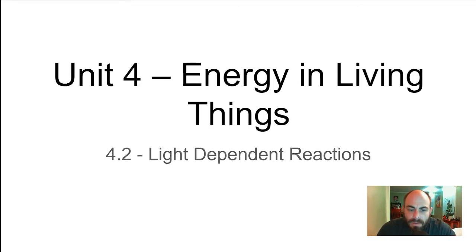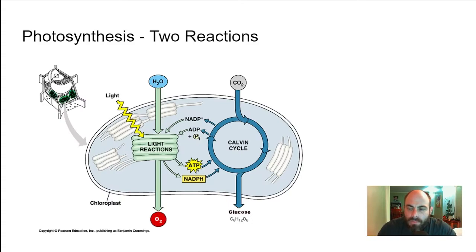So let's talk about light-dependent reaction. First of all, remember two reactions: light-dependent reaction and Calvin cycle. We're going to be talking about the left side of this picture, light-dependent reactions. Notice H2O is necessary for this portion of the reaction. So is light. That's why it's called light-dependent. Oxygen is going to be given off here. And there's a couple other things that are made, ATP and NADPH.